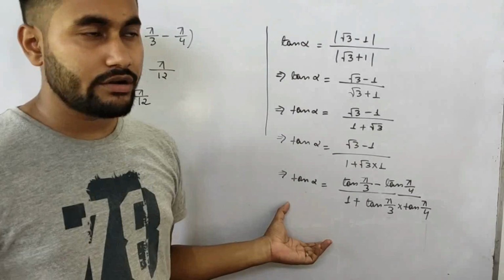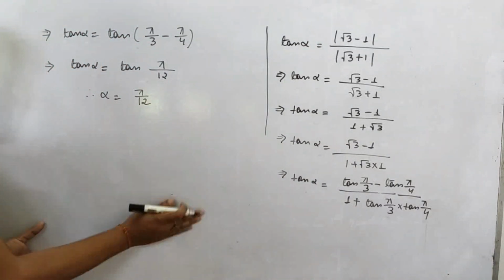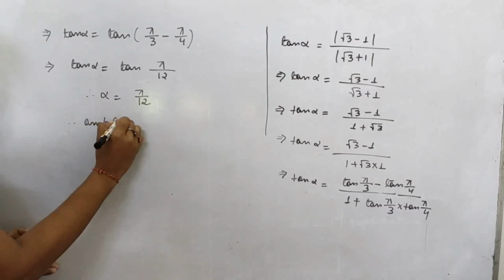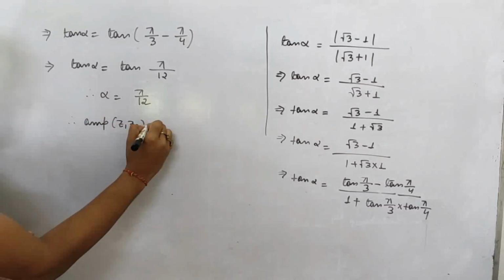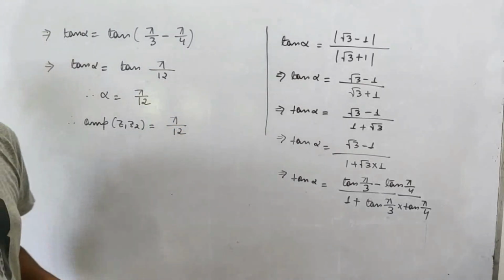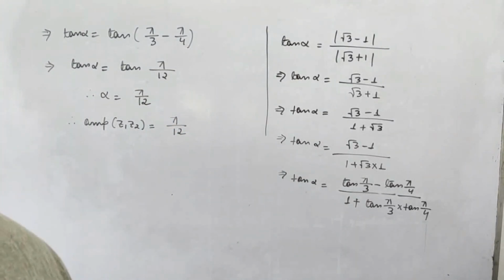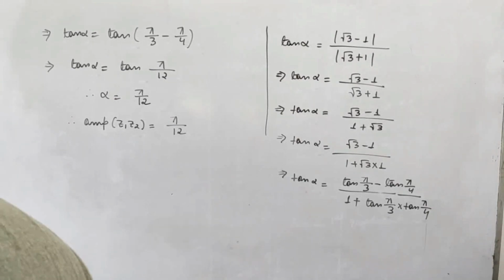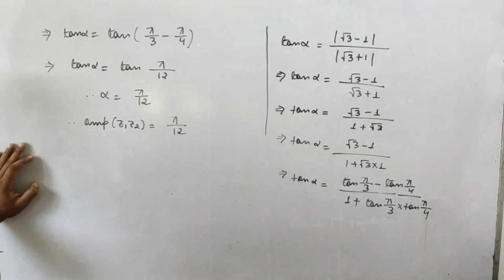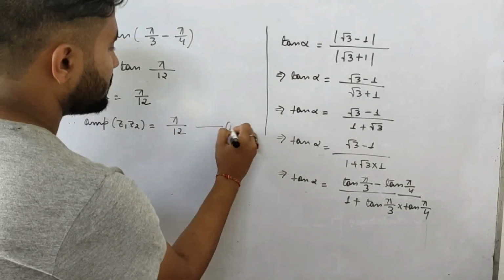Now in which quadrant was it? It was in the first quadrant, right? So therefore what will be theta? Or I can say, therefore AMP Z1 Z2 will be equal to simply pi by 12. AMP Z1 Z2 will be equal to pi by 12. Okay, this one done. So this is equation 1.